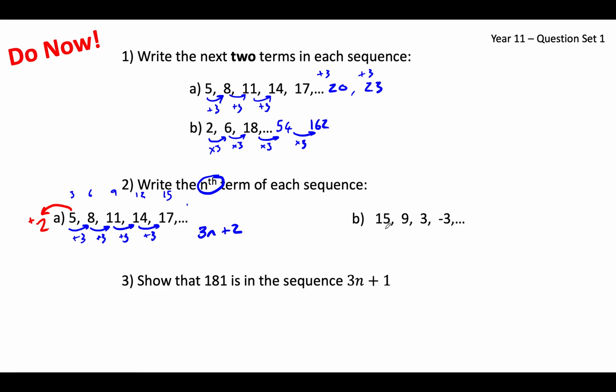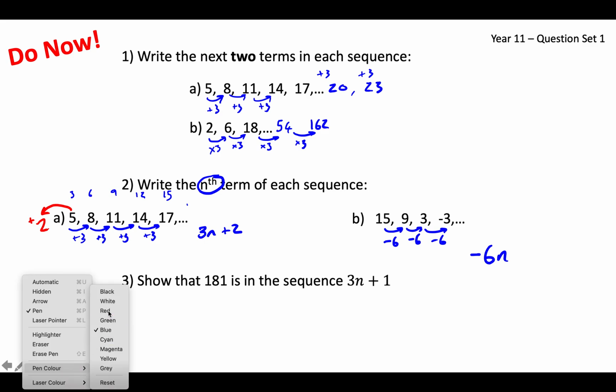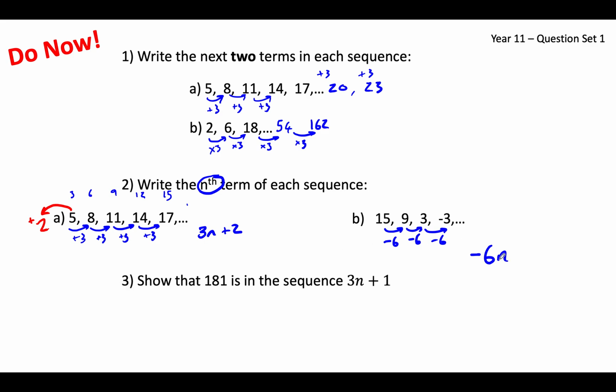Okay, so this one, let's have a look. What's going on? We are going down in 6. Each time we are taking away 6 every single time. So if we want the nth term, we put that number with n. This is like the minus 6 times table, but my sequence clearly isn't the minus 6 times table, or it would be going minus 6, minus 12, minus 18, and so on. So I need to know how much it's been shifted.